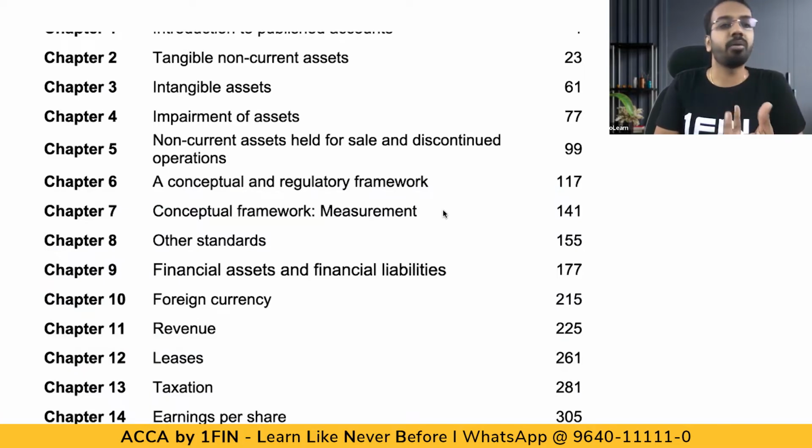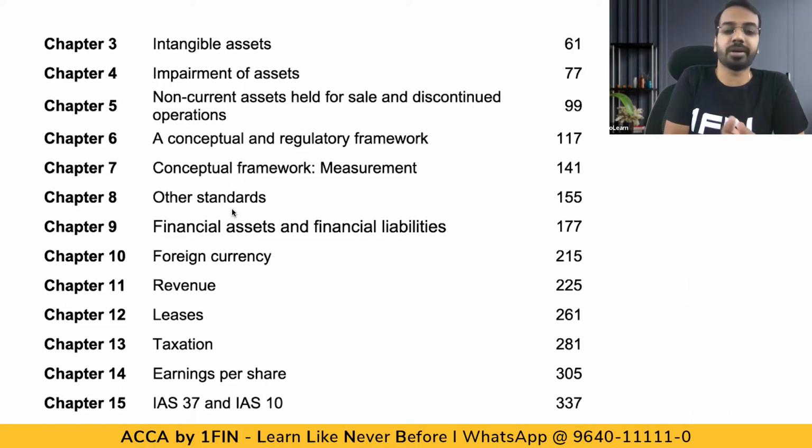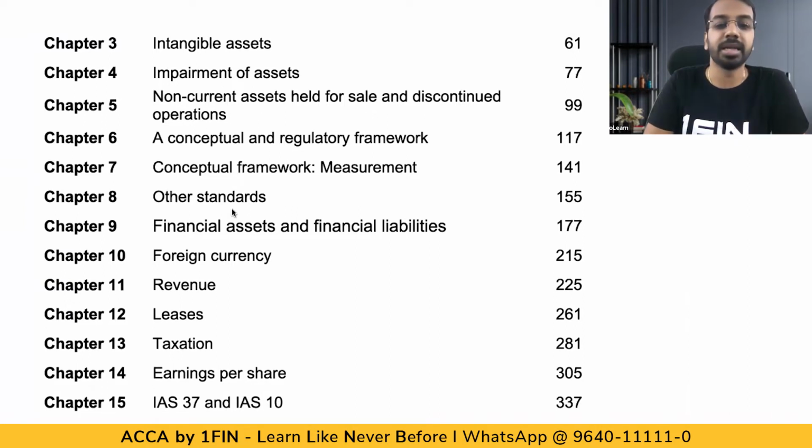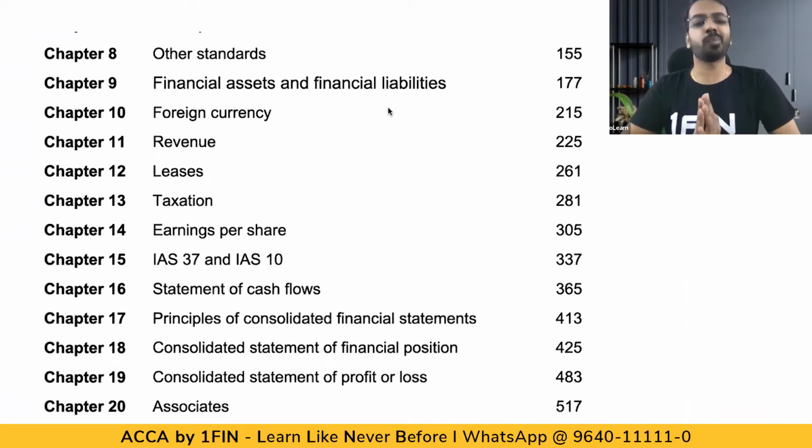Then a conceptual and regulatory framework. This talks about the regulatory framework, meaning the overall guidelines related to the preparation of published standards. Then we have some other residual standards, which are not covered above, that would be covered in chapter number 8. Then financial assets and financial liabilities. This is a very important part of the overall understanding, because this is something which you would not have learned earlier. Even if you have done CA Inter, you would not have learned it earlier. So that is where it becomes very important.